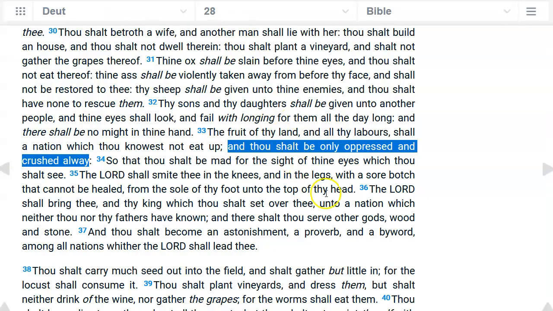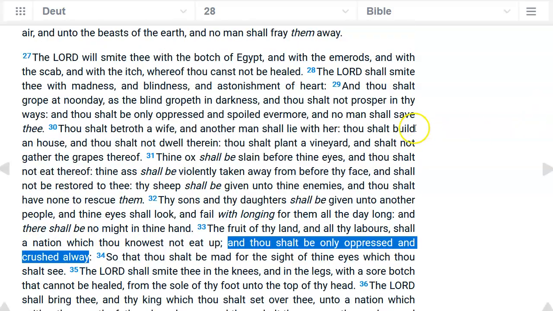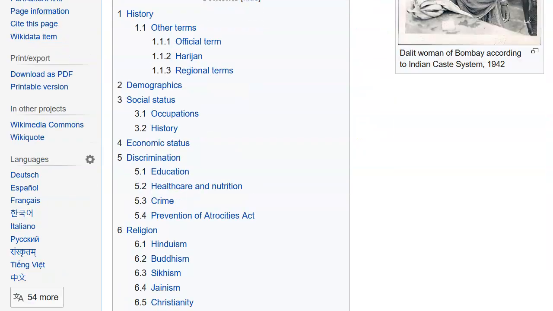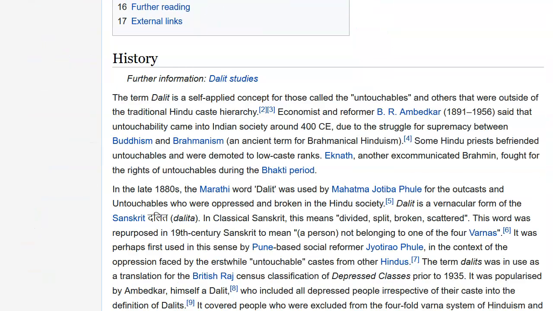What did the Most High do? He scattered them. He said, thou shalt be only oppressed and crushed always. And back up here in 29, he said, thou shalt be oppressed and spoiled evermore. So back to the Dalit, let's read about them a little bit more. And let's see how the sign is upon them.